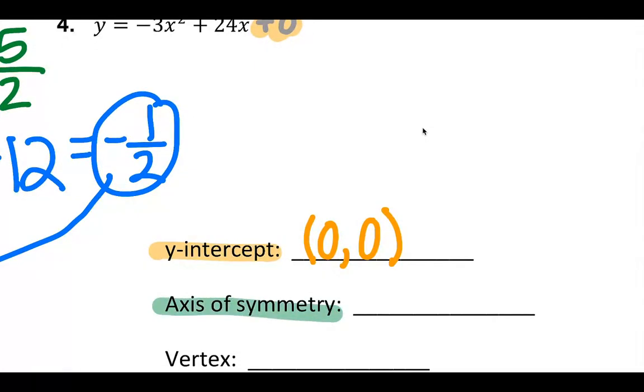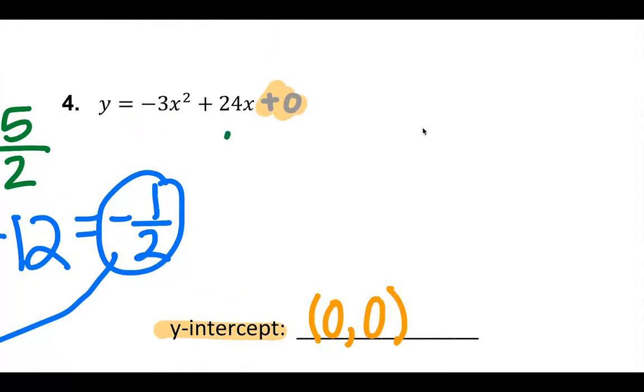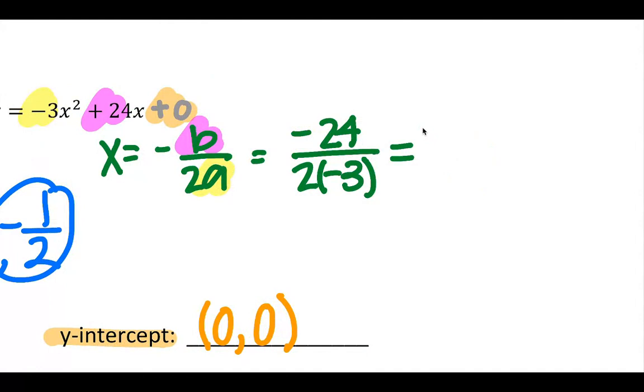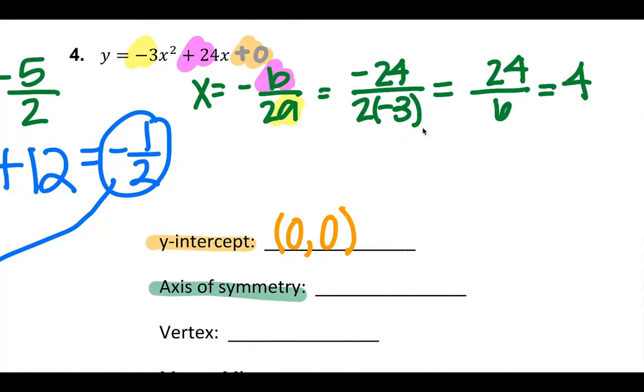Axis of symmetry, we're going to use our formula again. X equals negative b over 2a. A this time is negative 3, and b this time is 24. So when I plug in, I've got negative 24 over 2 times negative 3. Negative divided by negative gives me a positive, so I really have negative 24 over 2 times 3 is 6. Oops, didn't remember to write that negative there. Then I have 24 divided by 6, which is 4. So my axis of symmetry is x equals 4.